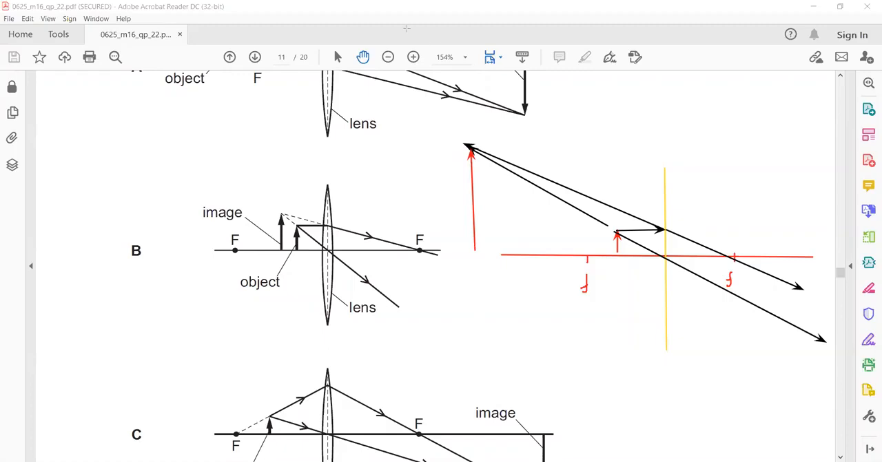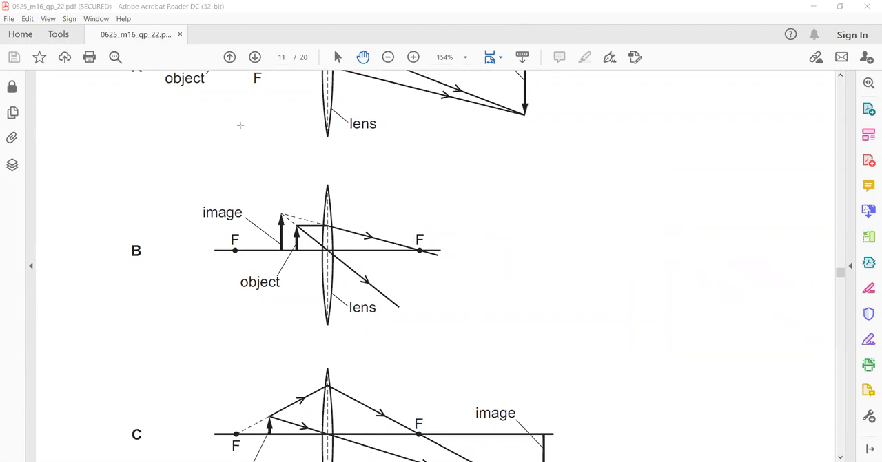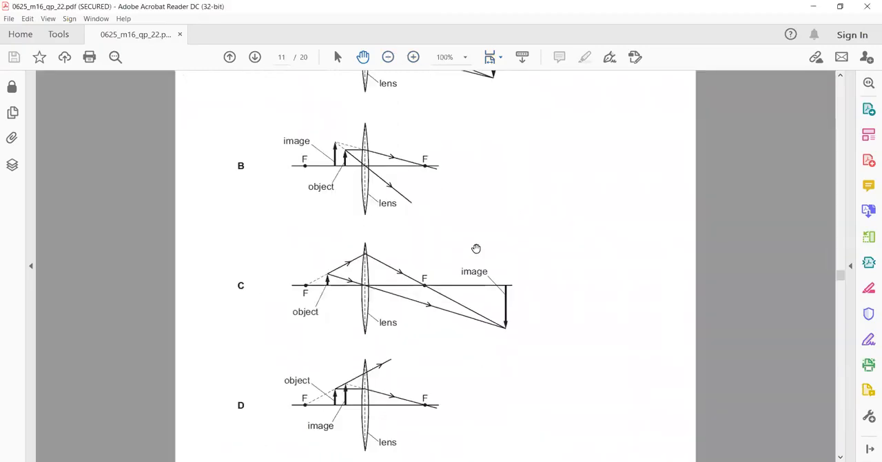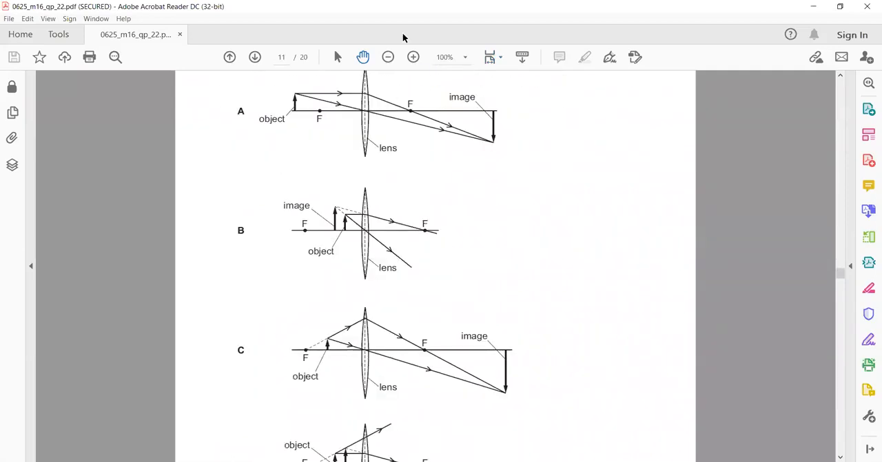So the image is virtual. In reality, it's not there. It is upright and it is magnified. So option B, having all the rays, shows that the image formed by a convex lens is used as a magnifying glass.